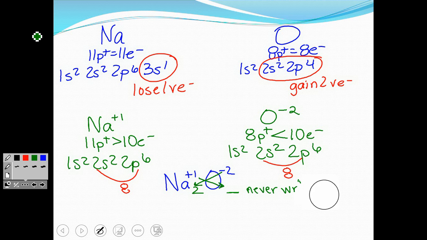I'm just losing my mind here. Never write a 1. And so now to check that, yes, mathematically this adds up to 0. 2 times positive 1 is positive 2. Plus our negative 2 equals 0.